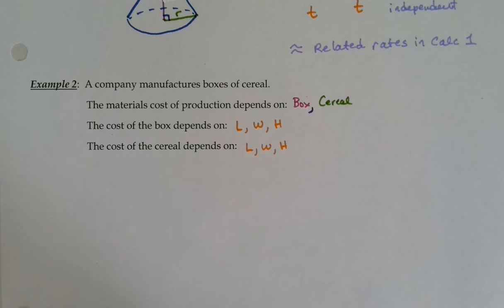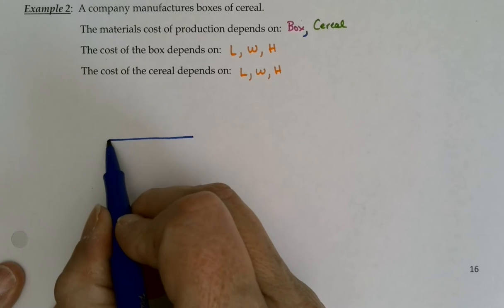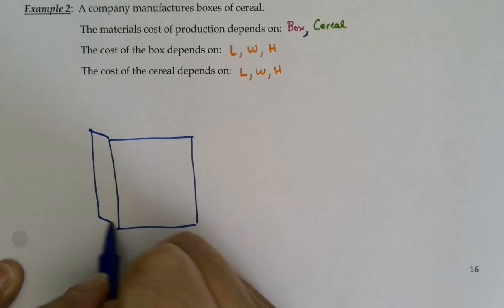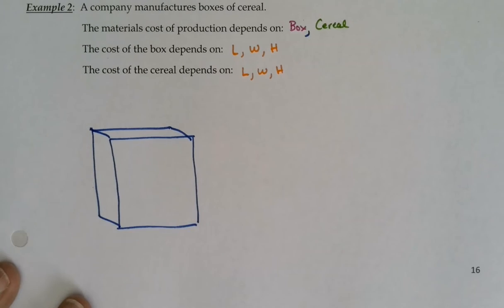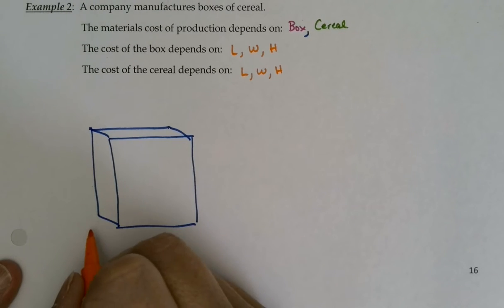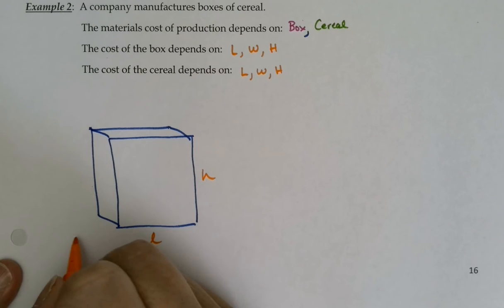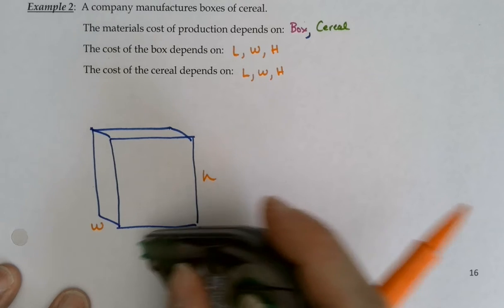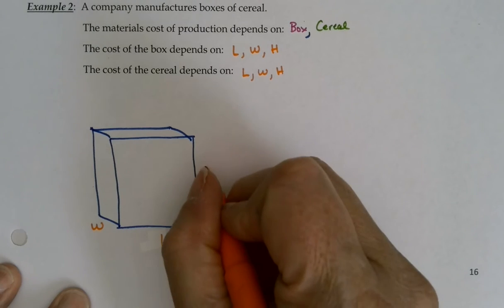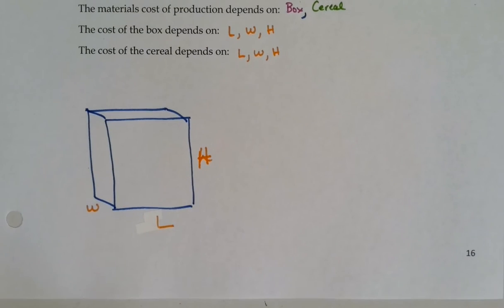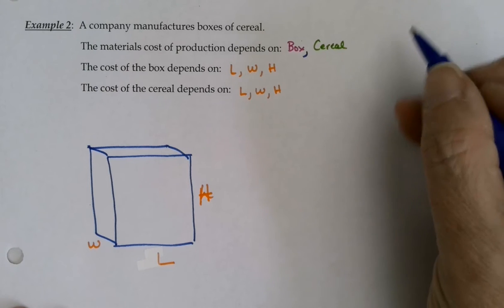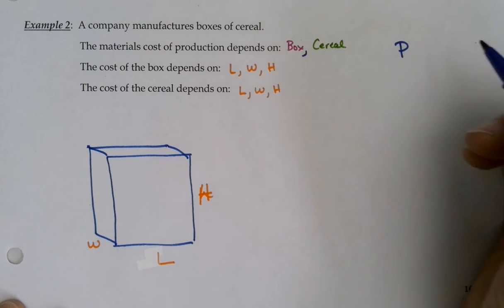So let me just remind you, when you have a box for cereal, right, you have a length, you have a width, and you have a height. So height's over here, length's over here, width's over here. Oh, I used capital letters, so I better make this capital L. There you go. All right, so the cost of the box of cereal. So let me put P for production cost.